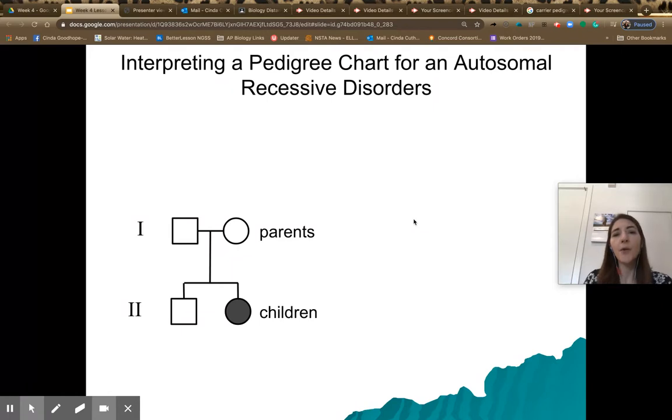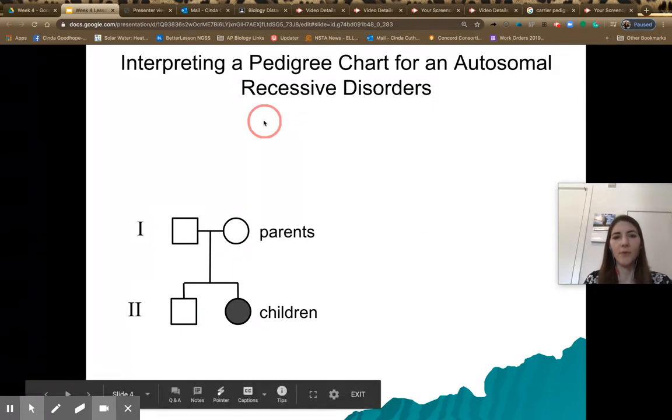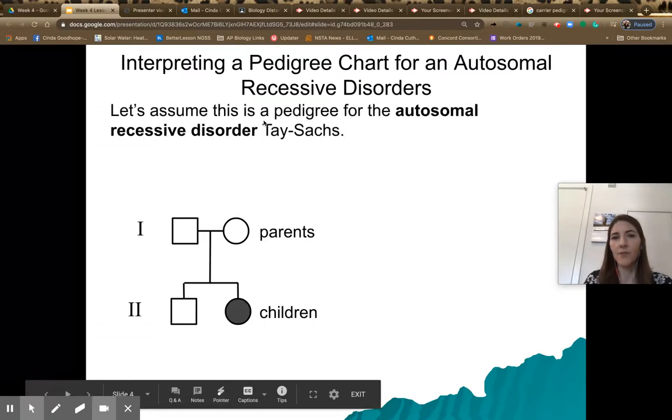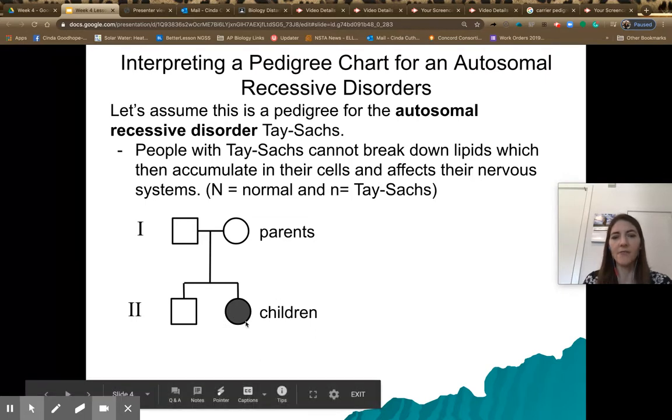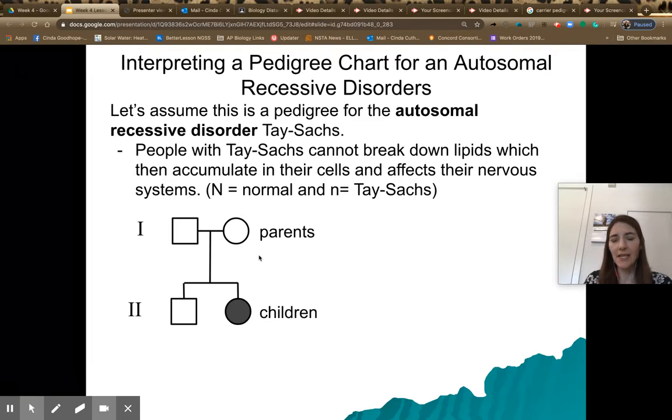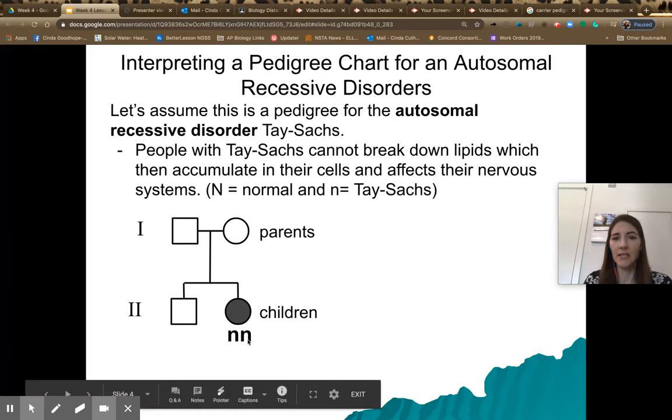All right, so interpreting a pedigree chart for an autosomal recessive disorder. Here we have a very simple one. Let's assume this is for Tay-Sachs. Tay-Sachs is a disorder where you can't break down lipids. They build up in your cells. You lack an enzyme, and it really affects the nervous system and can be very devastating. So we're going to use big N as normal and little n as Tay-Sachs. The first thing we see is this filled-in daughter. So we know right away, in order to have the trait that's recessive, both alleles have to be recessive. So that daughter is little n, little n.